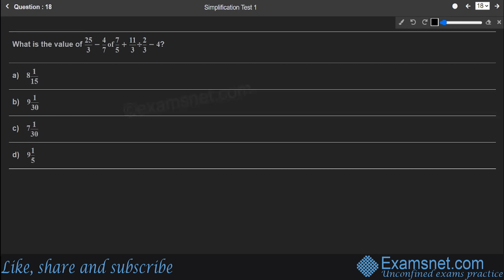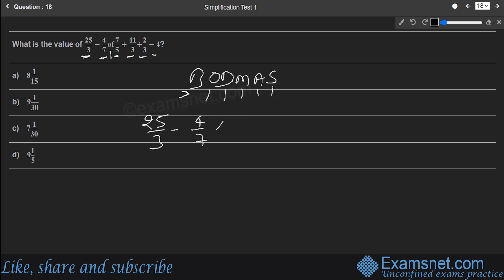Okay, so the question says, what is the value of 25 by 3 minus 4 by 7 of 7 by 5 plus 11 by 3 divided by 2 by 3 minus 4? So there is a clear rule of BODMAS that has to be used here. B for bracket, O for of, divide, multiply, add and subtract. In the same order we have to follow this. So let's quickly write the expression: 25 by 3 minus 4 by 7, in place of 'of' we can obviously write multiply, into 7 by 5 plus 11 by 3 divided by 2 by 3 minus 4. This is the expression.